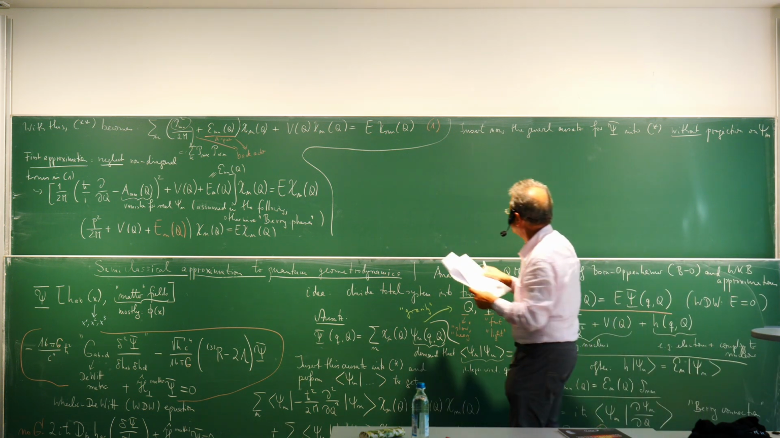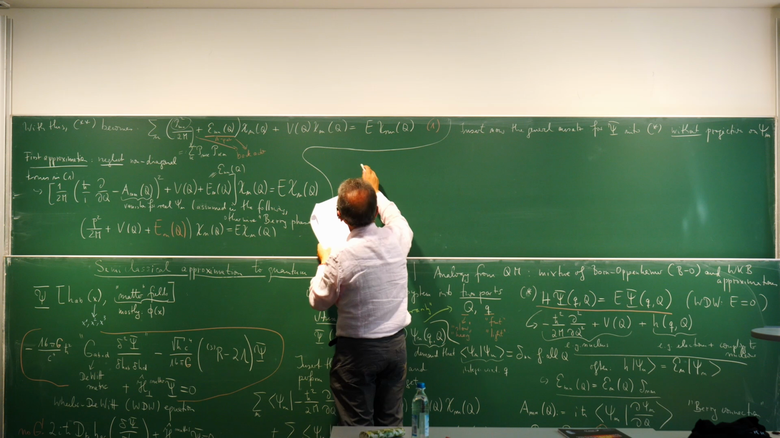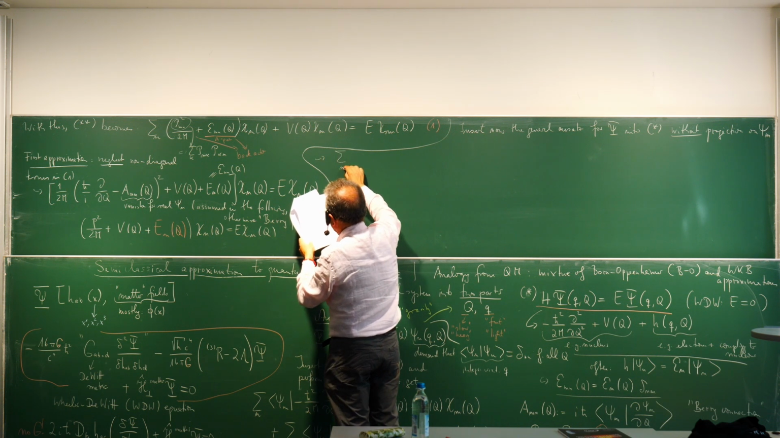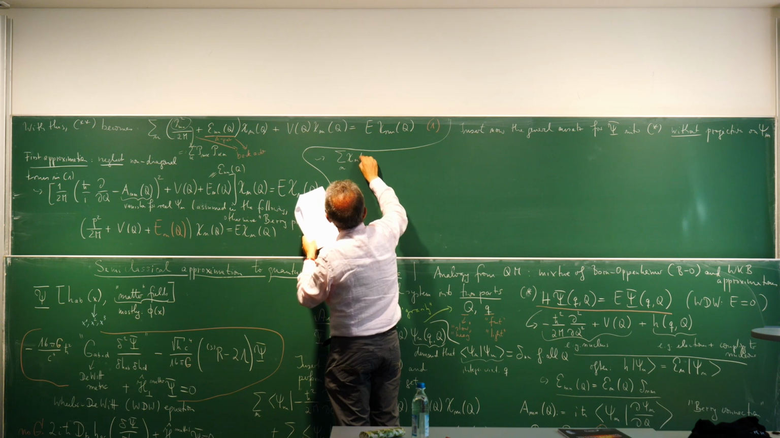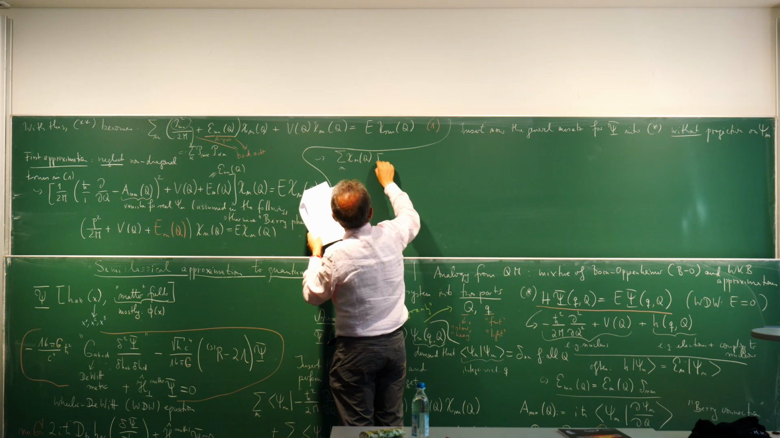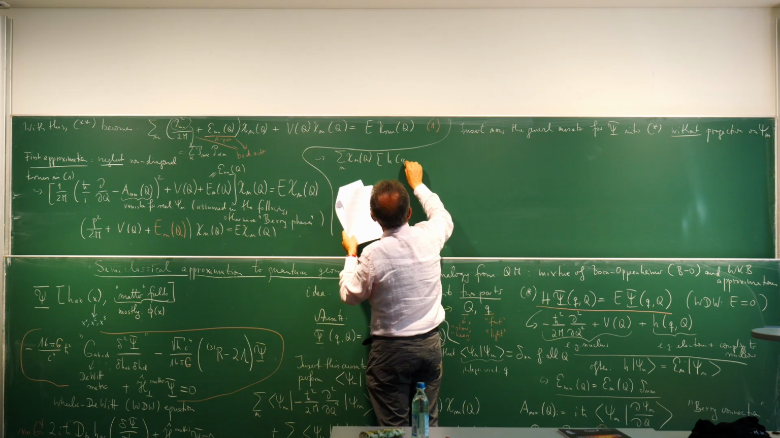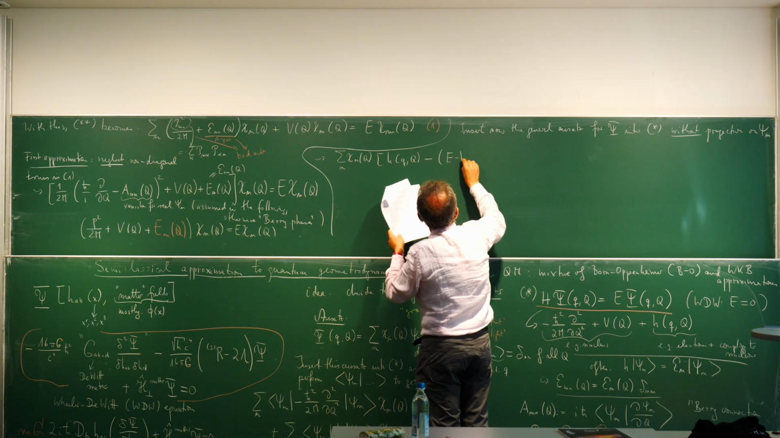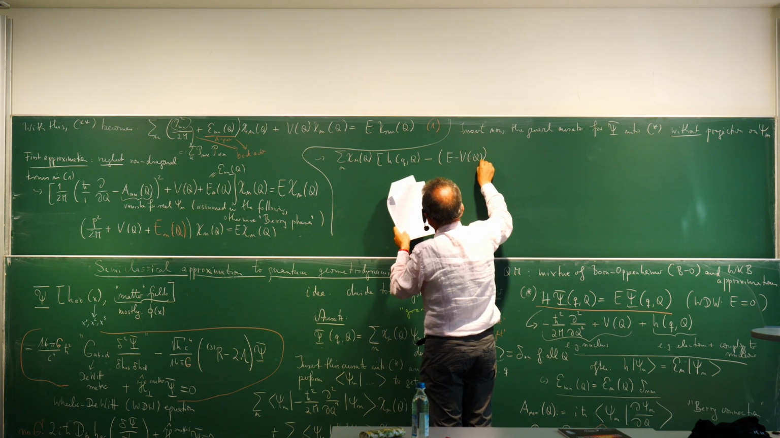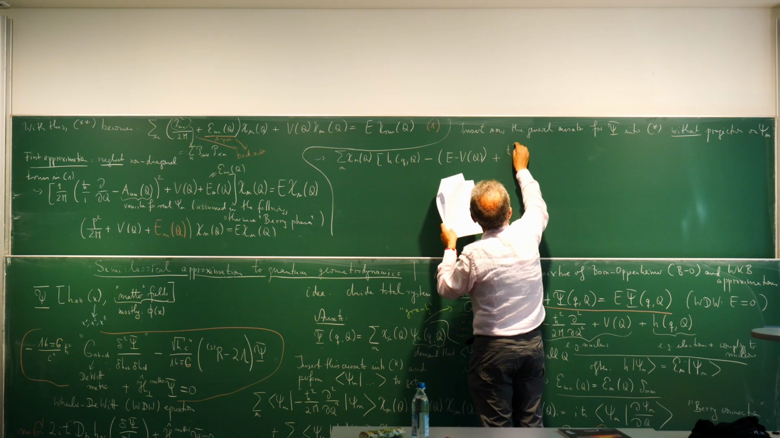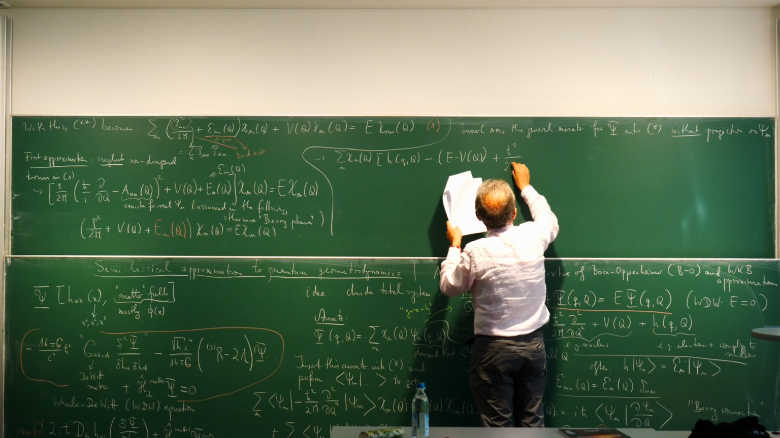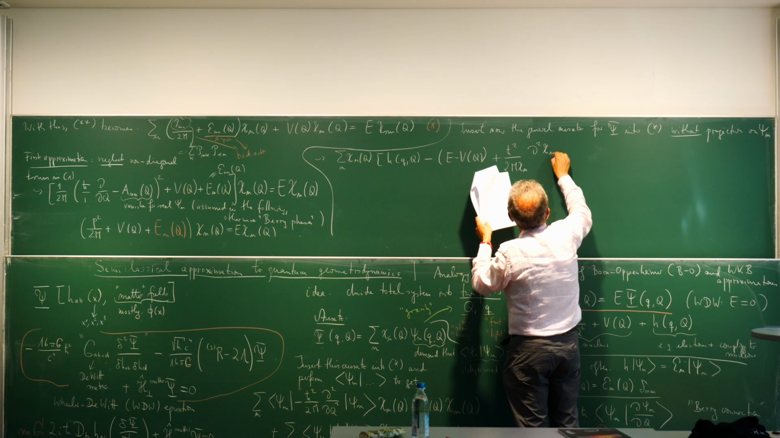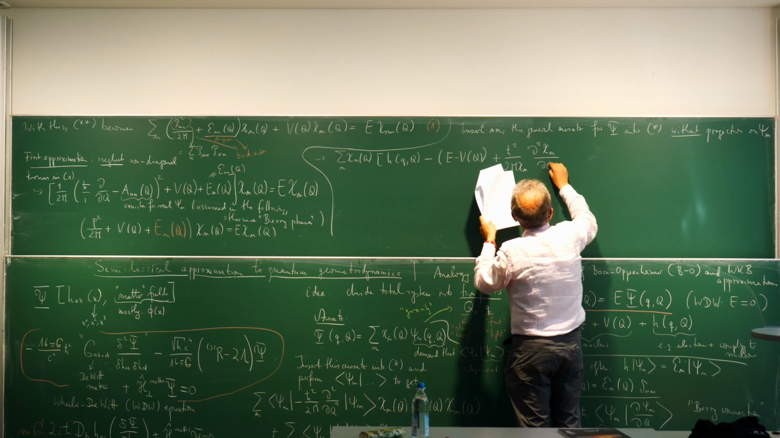Okay, then we also get something that looks a bit lengthy. Then we get the sum over all n, chi_n(q), then we have the small h minus, then we have the E minus V(q) plus h bar squared over 2m, chi_n d squared chi_n over dq squared.